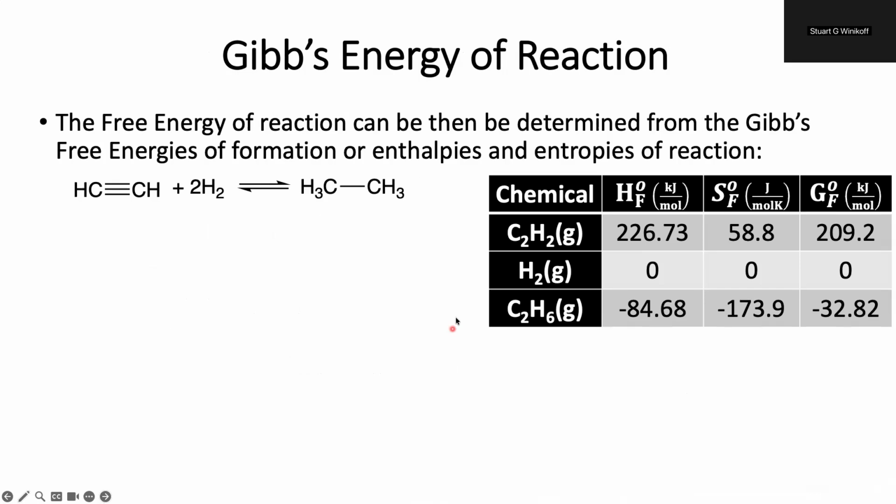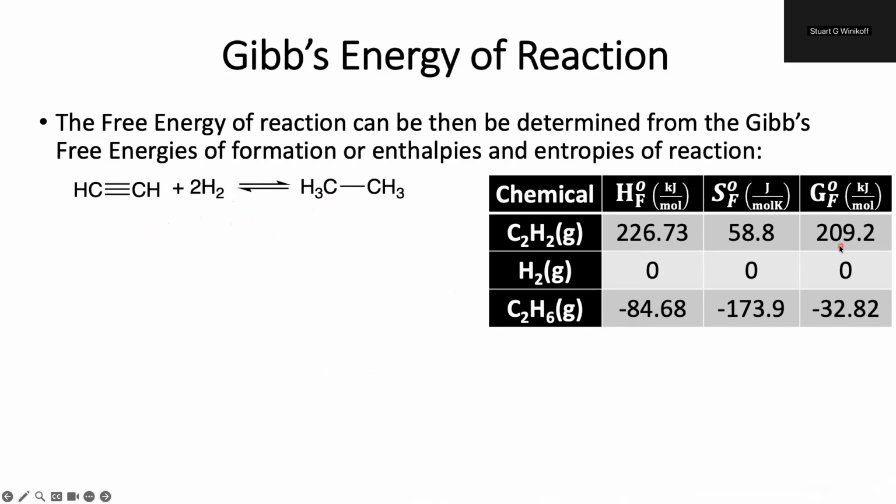So let's go ahead and do this as an example. Let's look at a fun, good old organic reaction: the hydrogenation of acetylene. So this is going to be taking acetylene and adding hydrogen gas, so a nice gas phase reaction, so we get to use most of our ideal mechanics. This will go ahead and produce ethane. Now we can figure this out in several different ways.